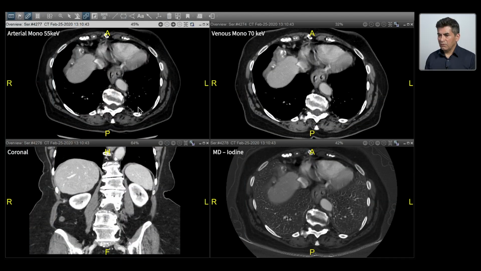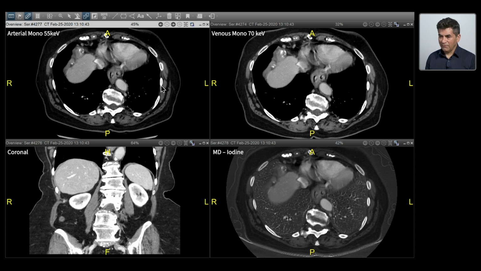I'm Dushyant Sahani, professor of radiology. I'll share with you how I use spectral CT in assessment of response to liver-directed therapy in patients with hepatocellular carcinoma. This is the hanging protocol I prefer.